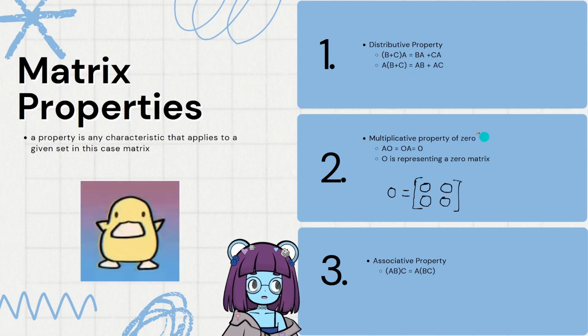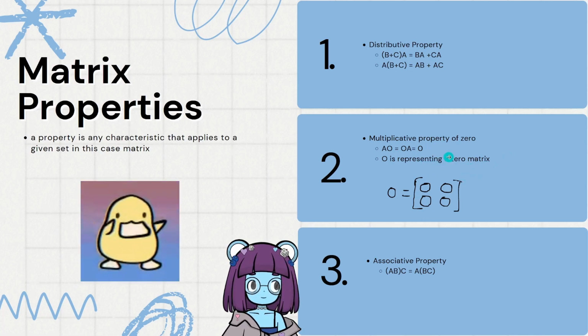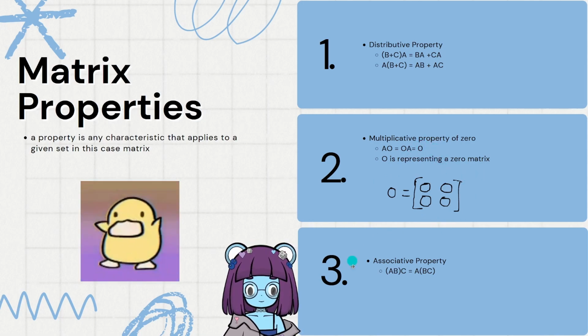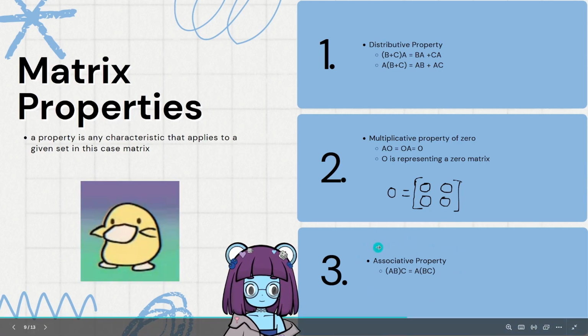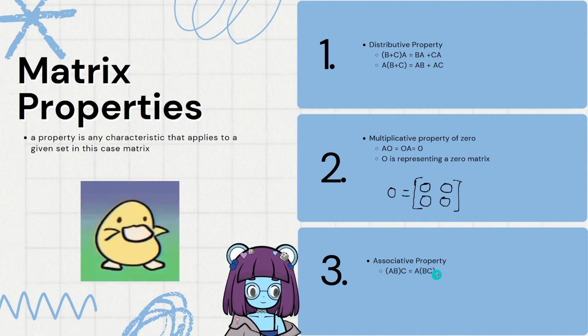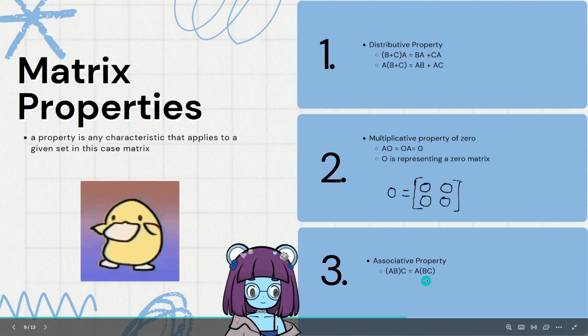Next property we have is the multiplicative property of 0. We have A times O, or O times A is equal to 0. So O is representing a 0 matrix. So a 0 matrix is just a matrix with a bunch of zeros. So when you multiply them together, it will equal 0. And then the third one is the associative property. So here we can move the parentheses around, so you can have A times B first and then multiply by C. However, it's also equal to BC first and then A. So they are equal to each other. That is the associative property.